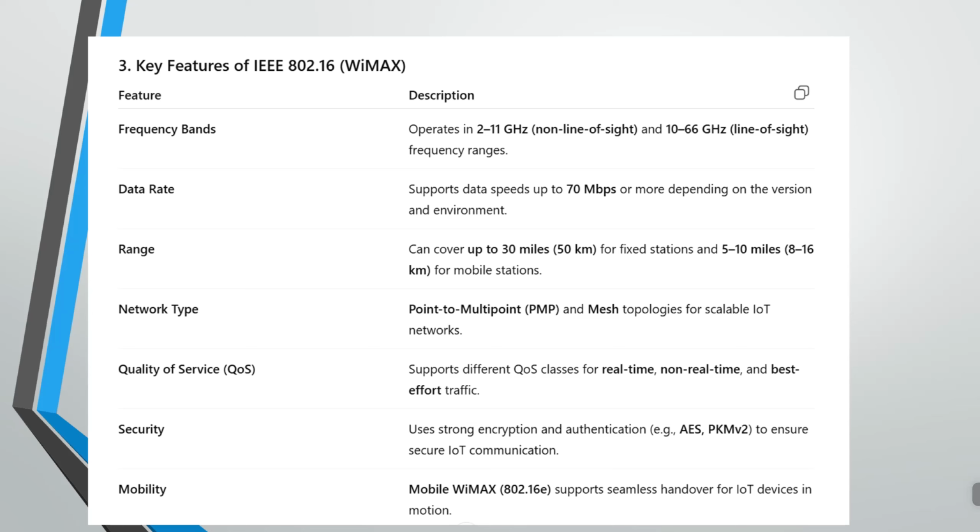Now, quality of service: it supports different quality of service classes for real-time, non-real-time, and best effort traffic. So it supports all types of traffic, and it uses encryption and authentication. In the earlier case we used encryption, but here we use strong encryption as well as authentication to ensure secure IoT communication. Then mobility: for mobile WiMAX we use 802.16e, which supports seamless handover for IoT devices in motion. So these are the key features of 802.16 communication.